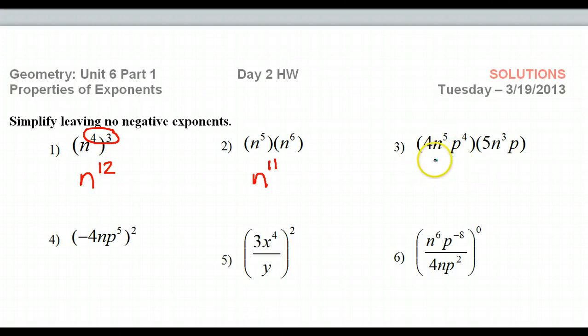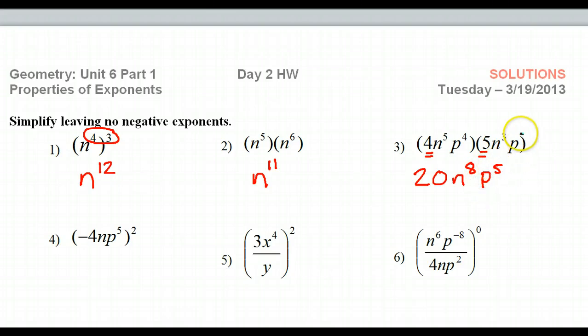Looking at number 3. Be careful, the 4 and 5 will just multiply as usual, so that'll be 20. N to the 5th power times n to the 3rd power, I'm going to add those exponents just like I did on number 2. So this will be n to the 8th power. P to the 4th power times p is p to the 5th power.